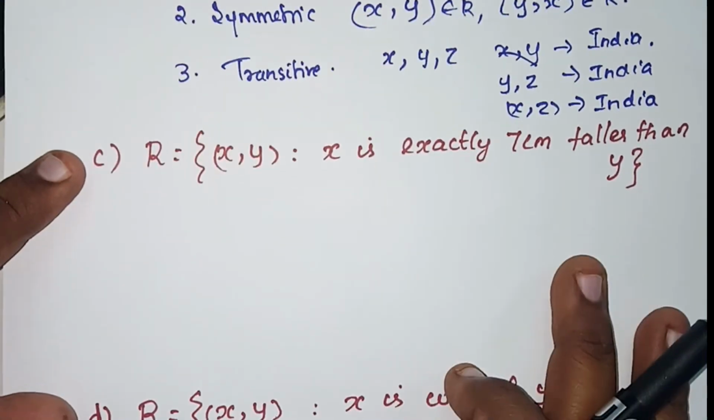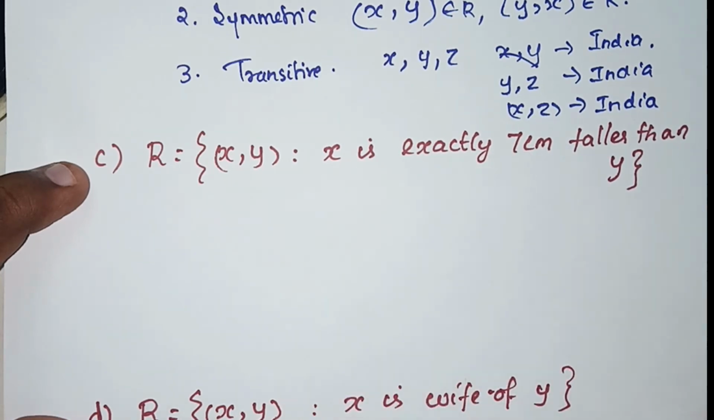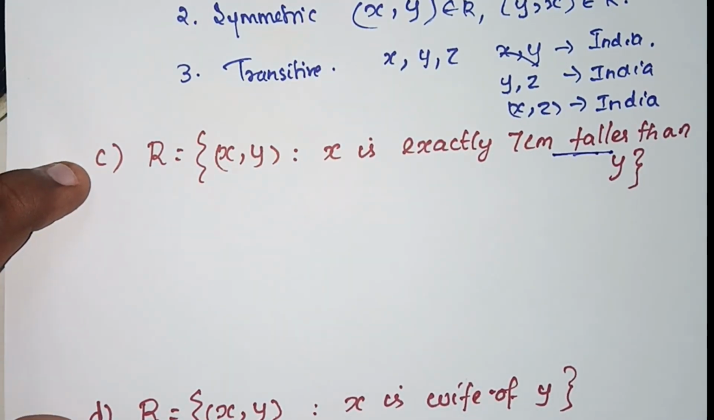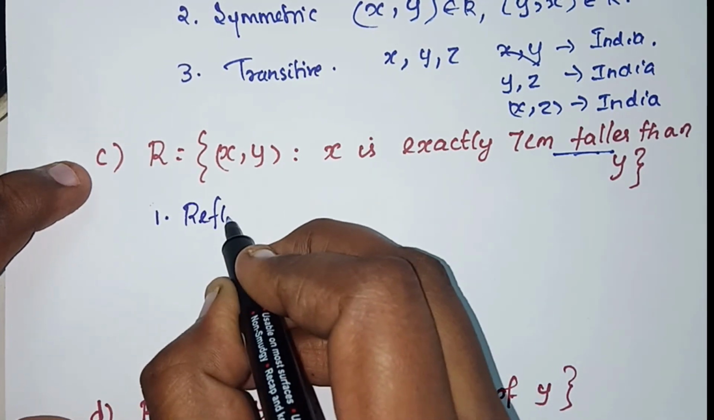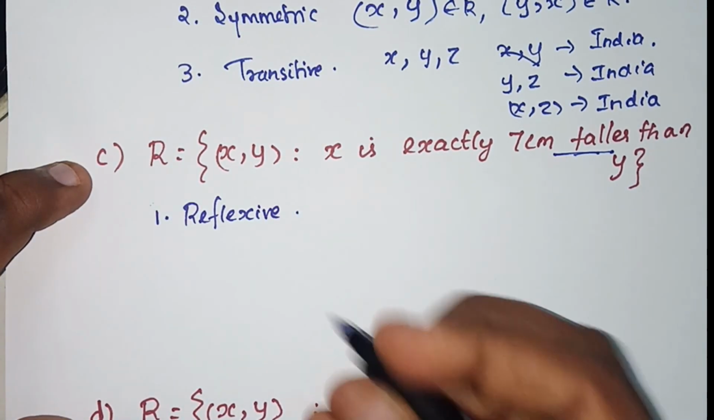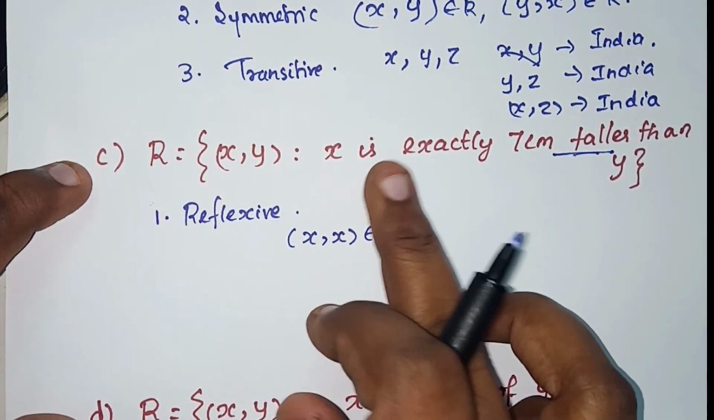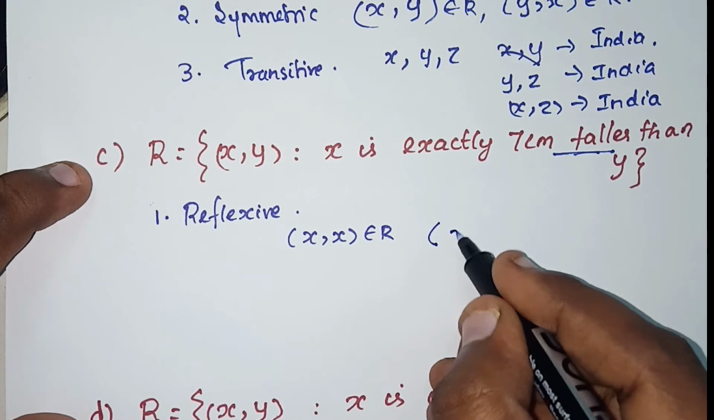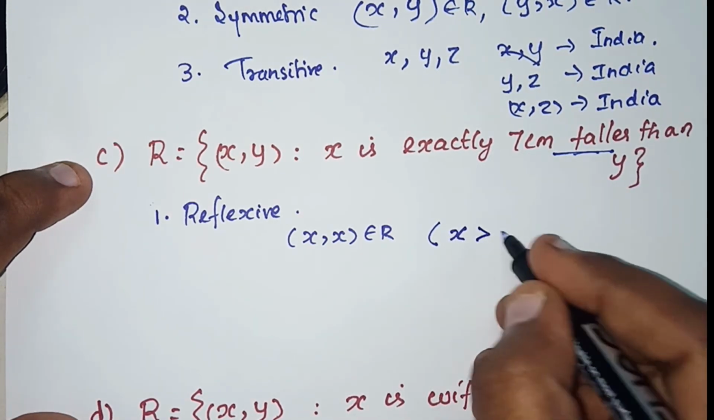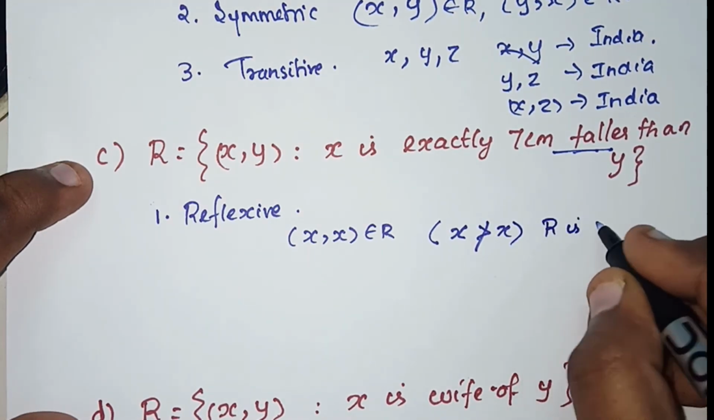Next subpart, given relation is (x, y) such that x is exactly 7 centimeter taller than y. So x is taller than y, 7 centimeter taller. First we need to check the reflexive property. Reflexive property means (x, x) belongs to the relation. X should not be taller than x. So this relation is not reflexive.